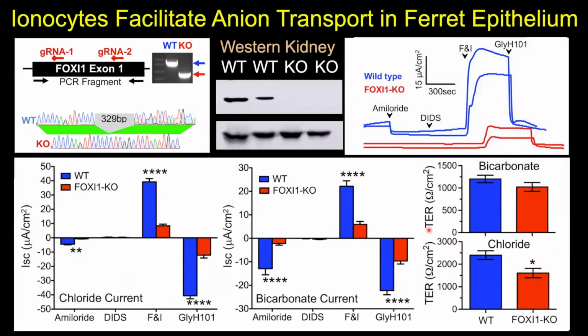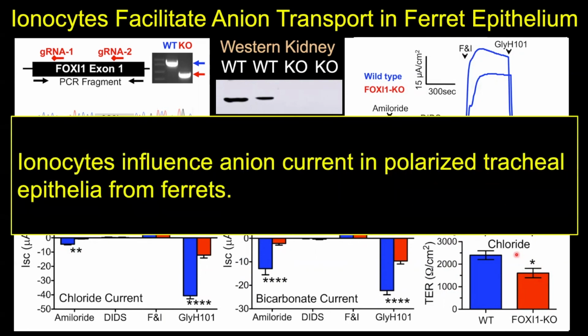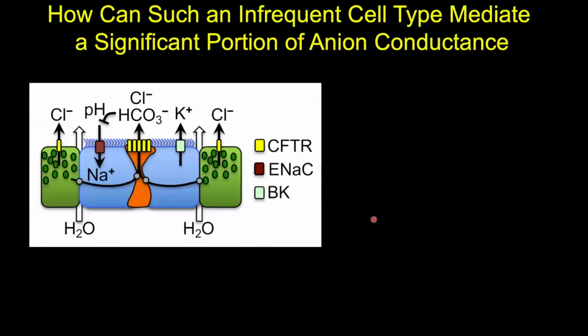When these cells were interrogated for both bicarbonate and chloride currents, we saw that there was a significant decrease in chloride current in response to forskolin IBMX, inhibitable by GlyH101, and quantified down here in both bicarbonate-free and chloride-free solutions. There was a slight change in transepithelial resistance in the absence of bicarbonate under chloride conditions. So ionocytes influence anion current in polarized tracheal epithelial cells, and there appear to be species-specific differences with mice. So how can such an infrequent cell type mediate a significant portion of anion conductance?